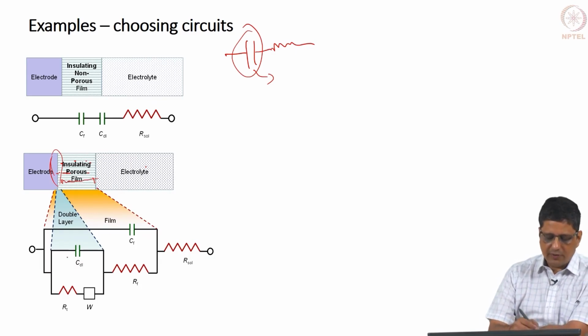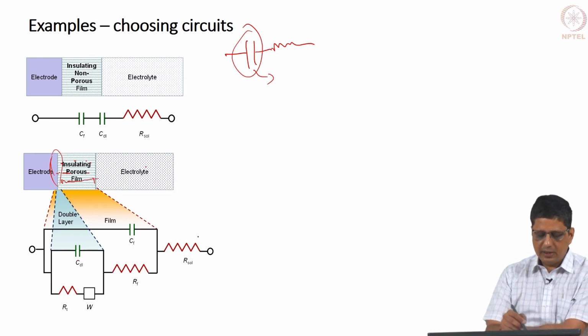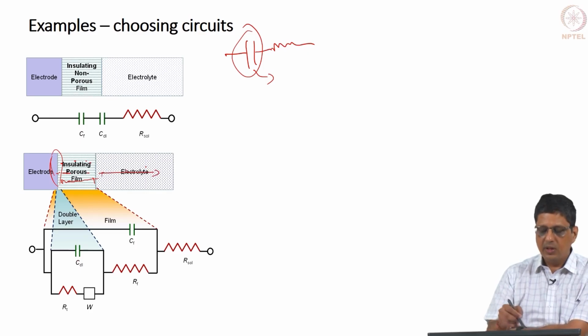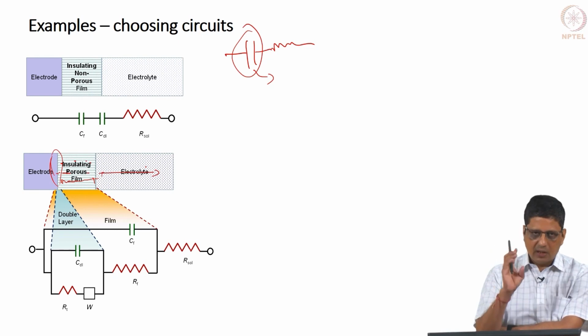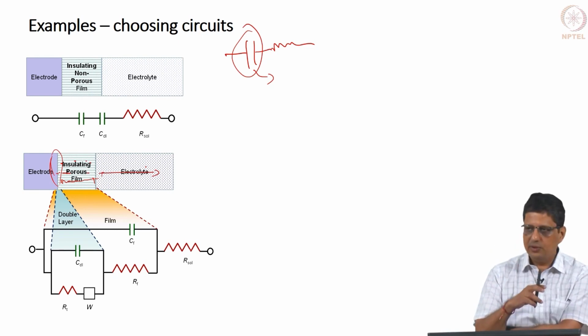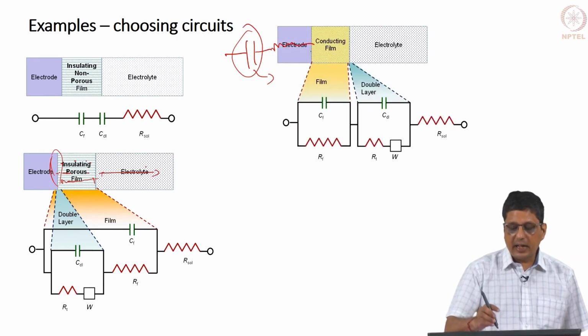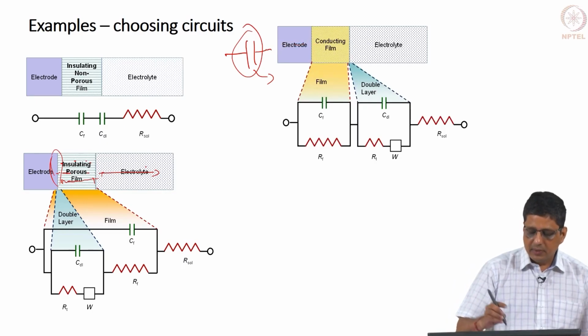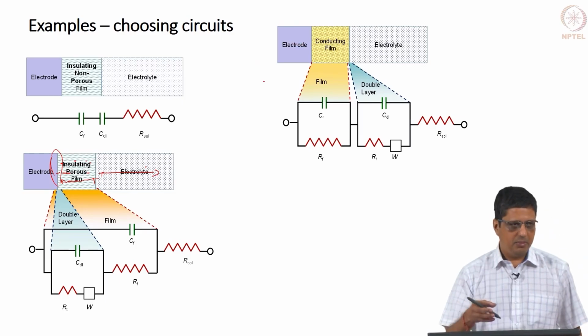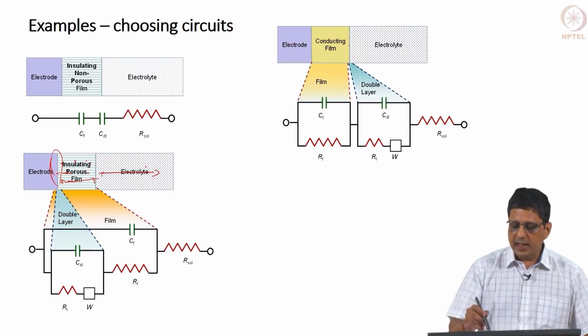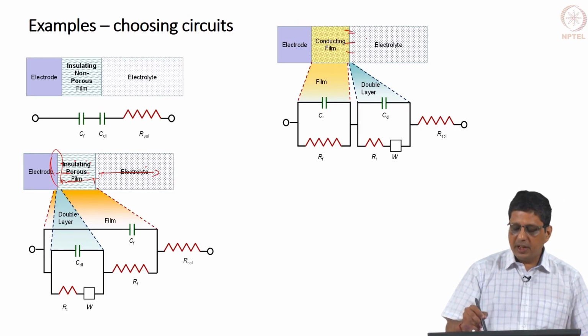So, a circuit given by this RF and CF in combination with CDL and RT and W, with solution resistance for the remaining bulk, you can use that. But basically you have to visualize how this would behave and then use a circuit. If I have a conducting film, it is not porous, it may be a semiconducting film, it may be a conducting film, reaction happens only here, there is no penetration of this electrolyte into this film.